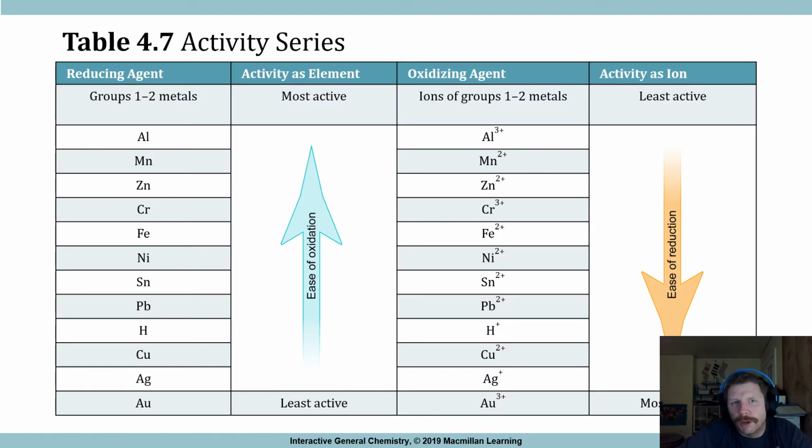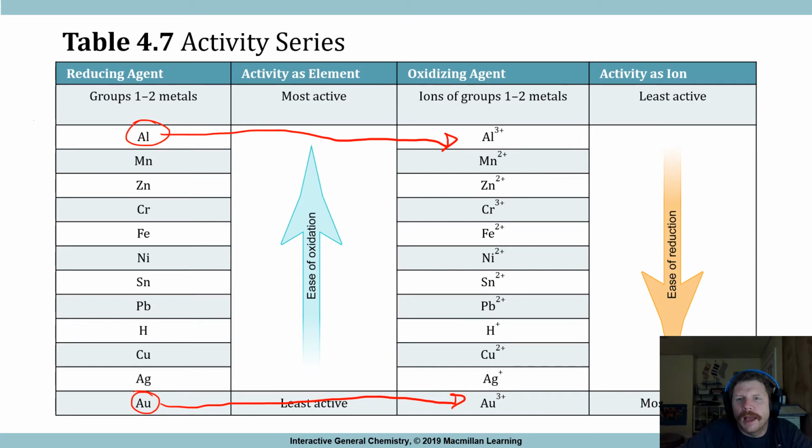This is your metal reactivity series. And what this shows is the list of activity, or the ease of activity, from the top down to the bottom. So the most active metal would be right up here, aluminum. The least active metal would be gold. So what that means is aluminum wants to move to an Al3+ ion so much more than gold wants to move to a gold 3+ ion.